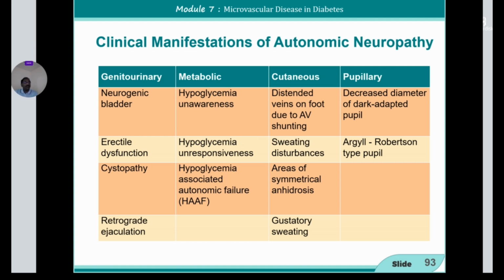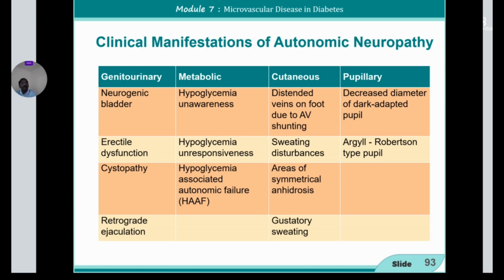So, other autonomic neuropathies: we discussed the CAN, we discussed the gastrointestinal, and now the genitourinary. This is also very common. It includes neurogenic bladder, erectile dysfunction, cystopathy, and retrograde ejaculation. Out of them, cystopathy is very, very common in our diabetic individuals. So very often they will have cystitis, they will have the urge to urinate and pass very small amounts, and frequency of urination, nocturia, dysuria. So these are all features of the cystopathies.